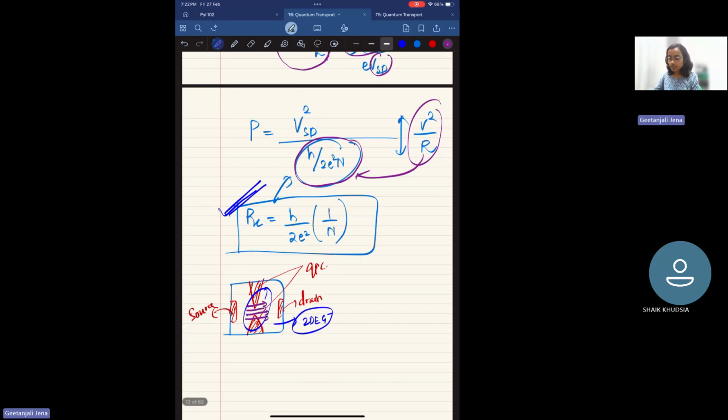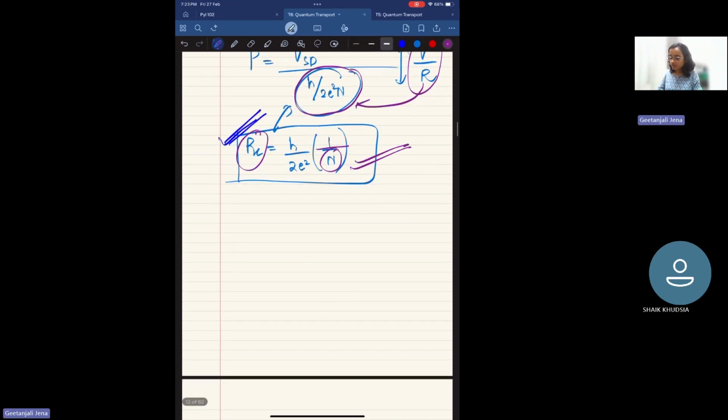So the contact resistance that we have seen in this 1D channel in the 2D electron gas is given by the expression h by 2e squared times 1 by N. You can see the contact resistance is inversely proportional to the number of modes. And the power is directly proportional to the square of the voltage, and also directly proportional to the number of modes available in the channel. So conceptually, that is what I was trying to cover.